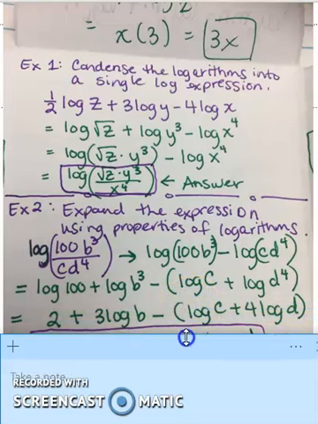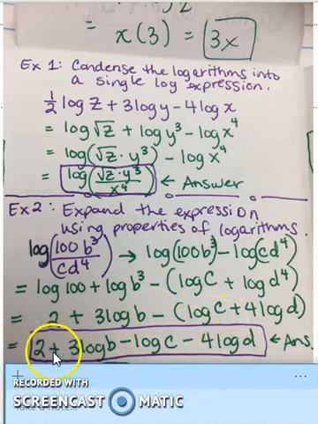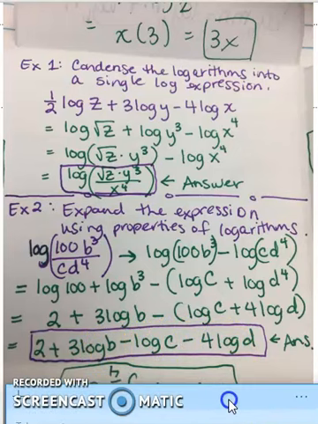Now we know that log base 10 of 100, remember there's a 10 here even though you don't see it. So 10 to what power gives me 100? That number is 2. I'm going to bring these powers down, so this 3 is going to go out in front of this log. This 4 is going to go out in front of this log. And then finally, I'm just going to simply distribute that negative. So when I do that, I get 2 plus 3 log b minus log c minus 4 log d. And then that is my answer to this problem.